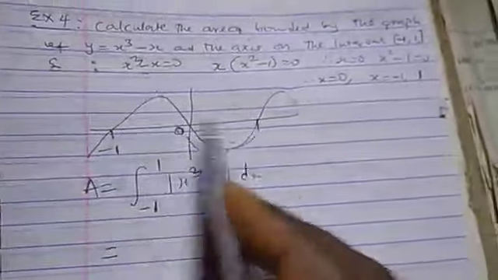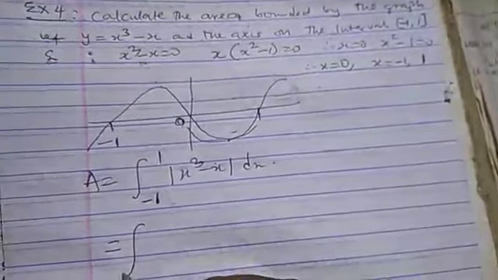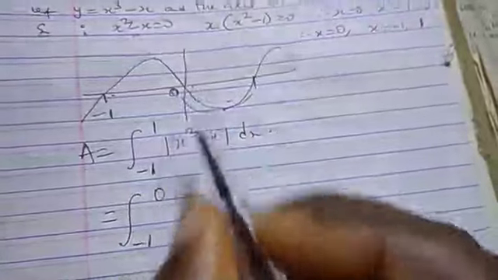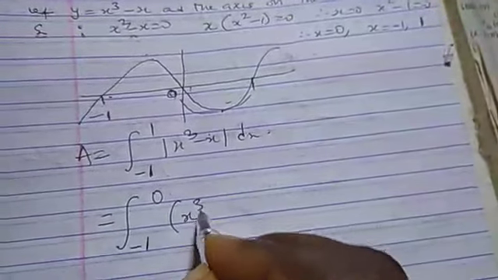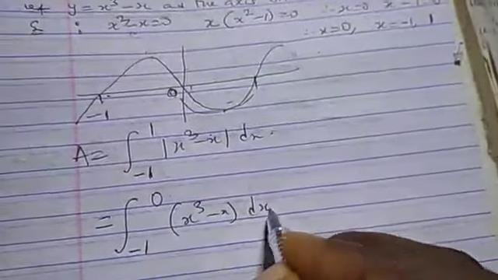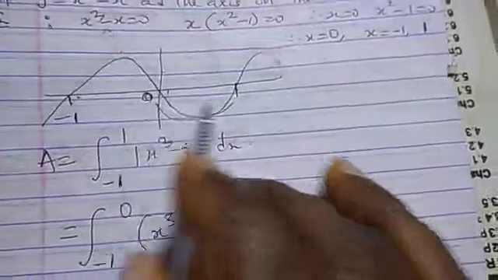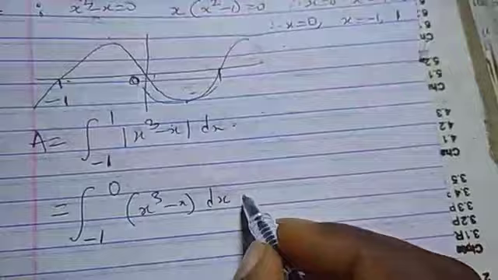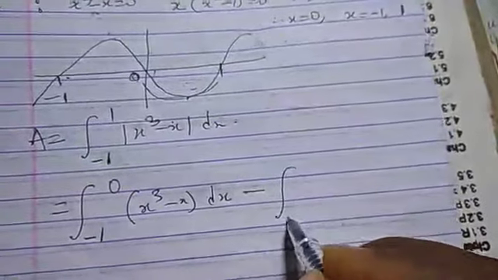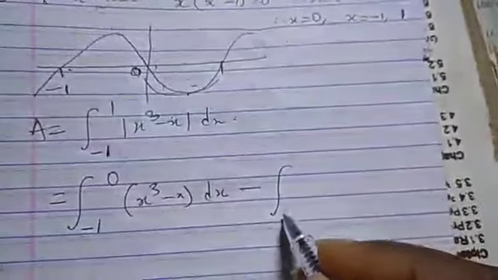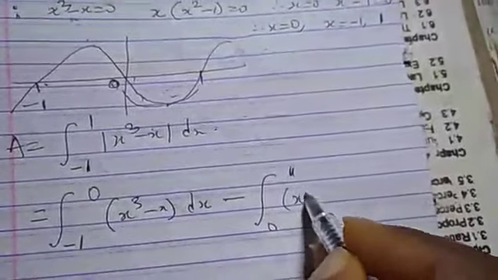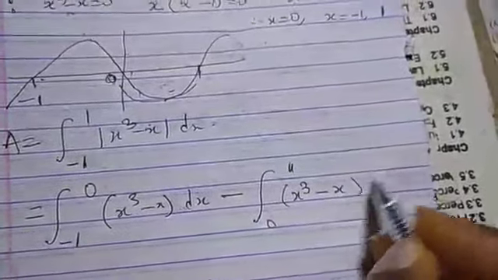But there are obstacles. So it will just be minus 1 to 0, this place to this place, s cubed minus s ds. But don't forget that this one passes through the negative side. Instead of plus, it will be minus, it will now be 0 to 1, 0 to 1, s cubed minus x dx.